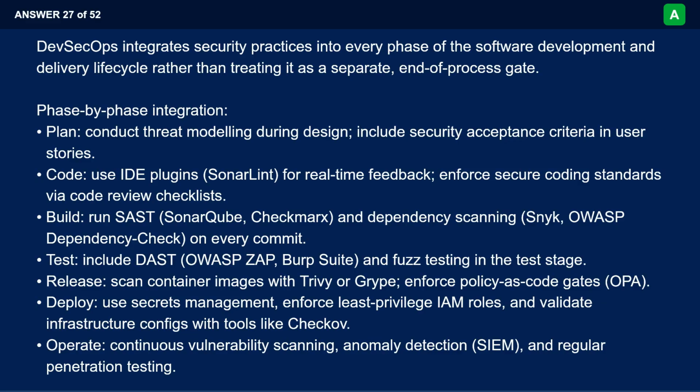Build. Run SAST, SonarQube, Checkmarx, and dependency scanning, Snyk, OWASP Dependency-Check, on every commit. Test. Include DAST, OWASP ZAP, Burp Suite, and fuzz testing in the test stage. Release. Scan container images with Trivy or Grype, enforce policy as code gates, OPA. Deploy. Use secrets management, enforce least privilege IAM roles, and validate infrastructure configs with tools like Checkov. Operate. Continuous vulnerability scanning, anomaly detection, SIEM, and regular penetration testing.